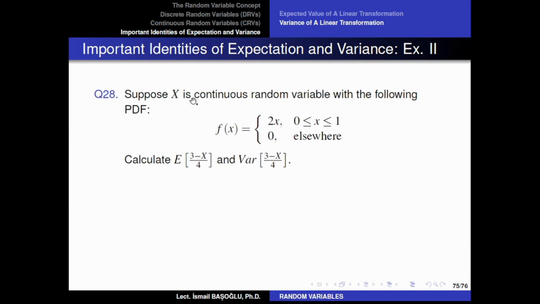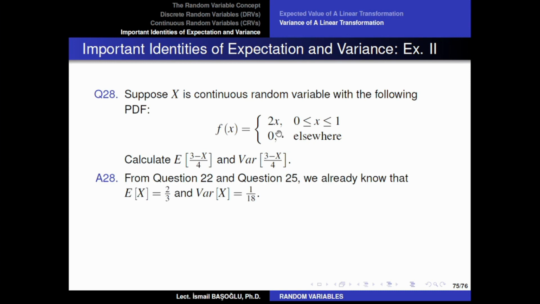It says we have random variable x, which is a continuous random variable with the following PDF. So if you remember this PDF from the earlier questions, I guess question 22 and 25, we have already calculated the expected value and the variance of x in these questions. And the probability density function is 2x. However, the question is asking us to calculate the expected value of 3 minus x over 4 and the variance of 3 minus x over 4.